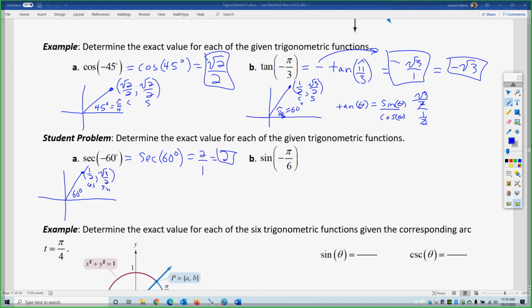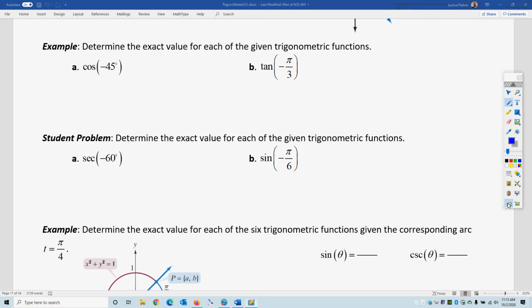Okay? All right, next one. Sine of negative pi over 6, which is an odd function, so I have to take the negative out. Pi over 6 is 30 degrees, and that coordinate is root 3 over 2 comma 1/2, cosine comma sine, so the sine is 1/2. But I have a negative on the outside, so the answer is negative 1/2. So that's a way of dealing with the negatives and making them all first quadrant to make it easier for you.